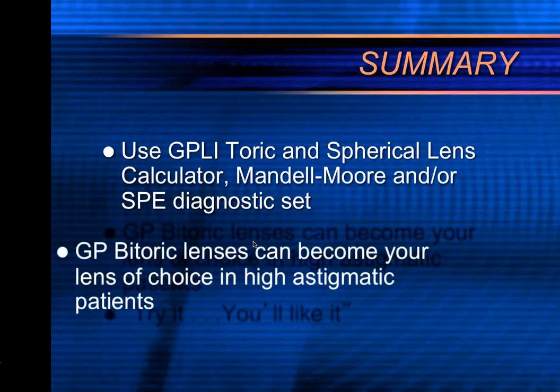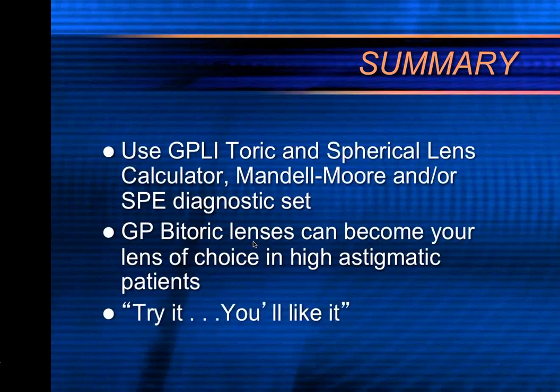So, in summary, using the calculators like the GPLI toric and spherical lens calculator, the Mandel-Moore Newman's guide, or using a diagnostic fitting set, all are very, very simple. Fitting or designing a bitoric GP should be just as simple as fitting or designing a spherical lens, and equally as successful with today's manufacturing methods. They can really become your lens of choice in high astigmatic patients. And if this hasn't been a tool in your toolbox, try it. You'll like it.